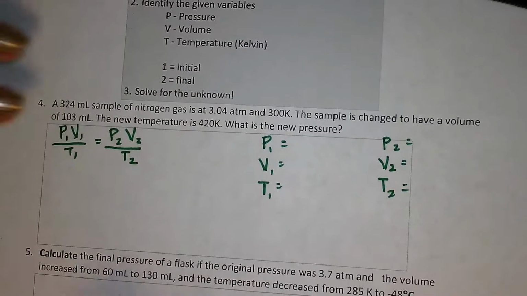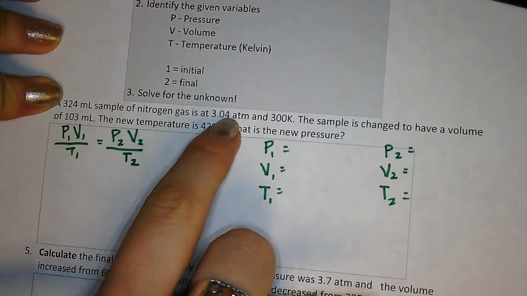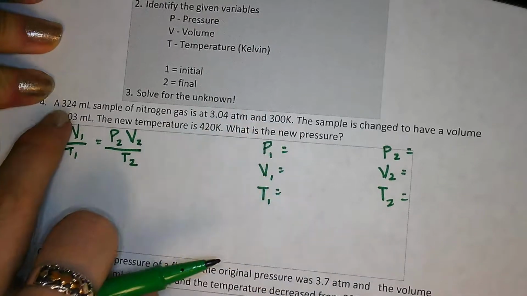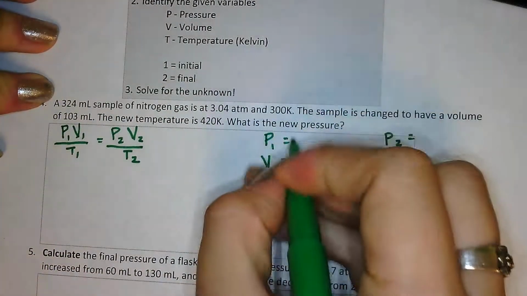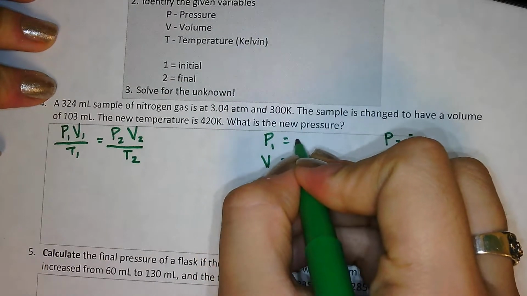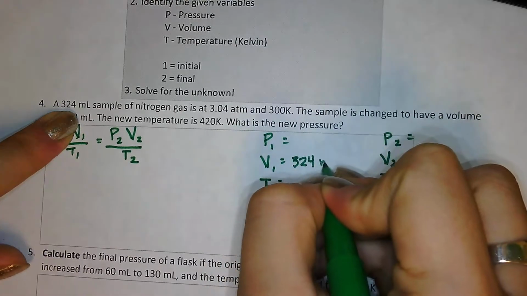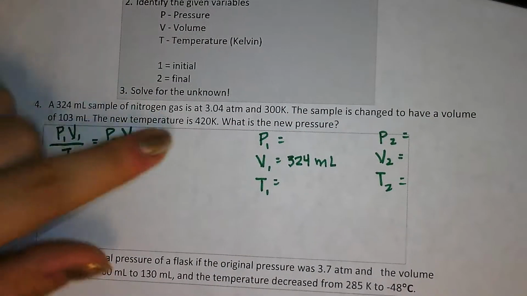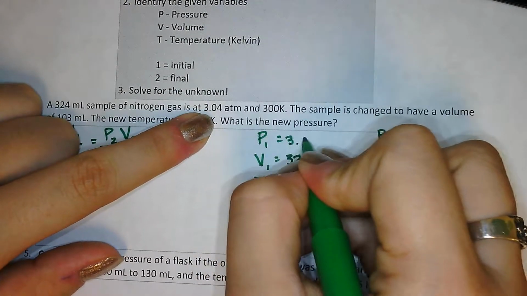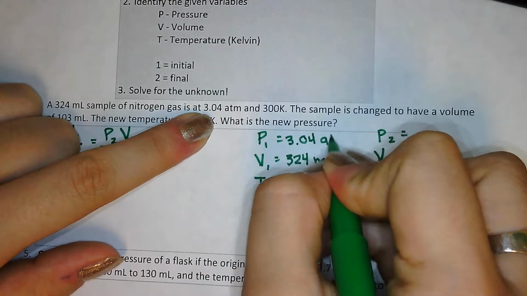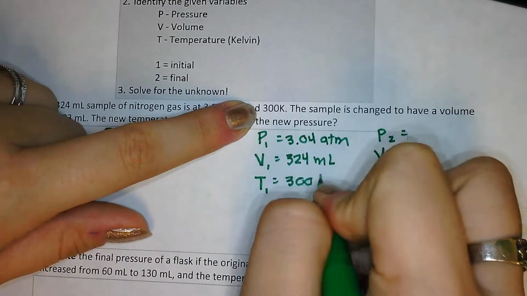Let's read the problem. A 324 milliliter sample of nitrogen gas is at this pressure, ATM, and this temperature. So this sounds like initial values. So I'm going to write them right here for my initial values of variables. My volume is 324 milliliters. My gas is at 3.04 atmospheres. So that's pressure. Atmospheres is always pressure. And temperature is 300 Kelvin.